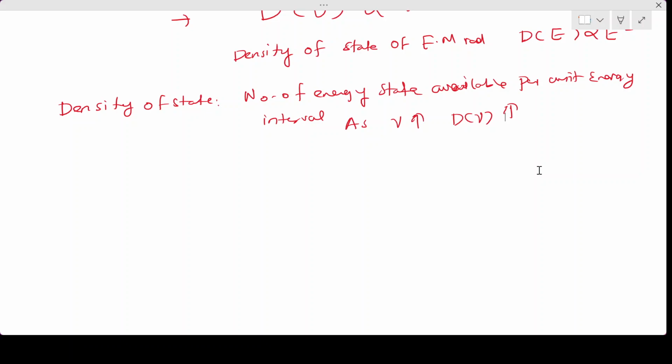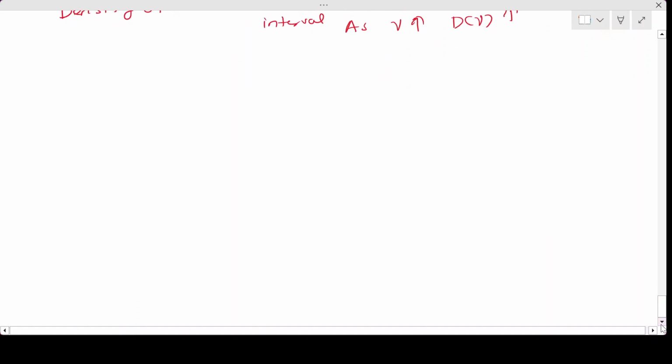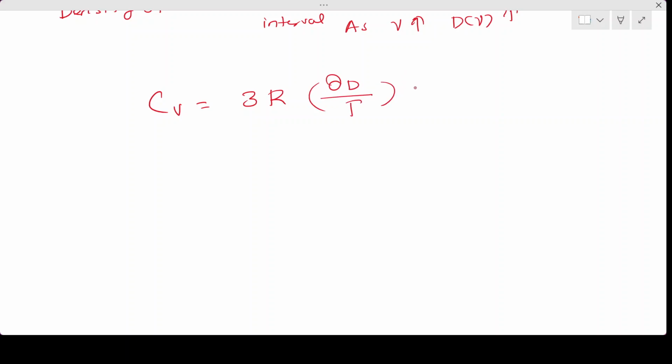And the specific heat we are going to represent here comes to be like this. We'll see that expression here. Here the CV is going to have the value 3R (theta D divided by T) into F D, where F D is called the Debye function.